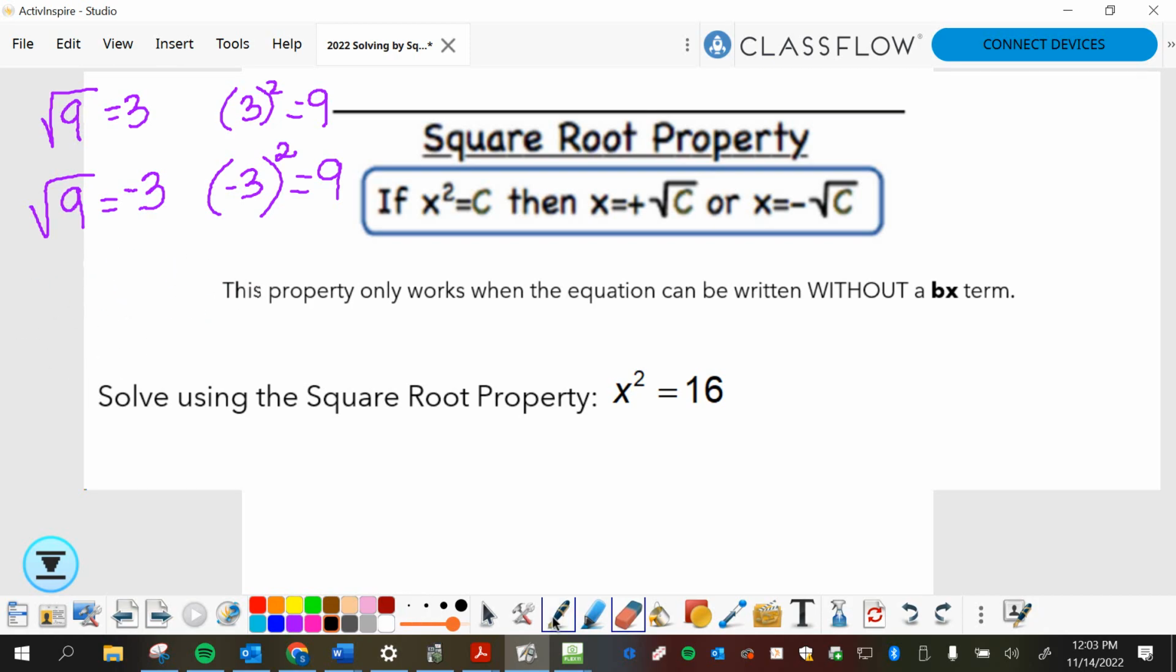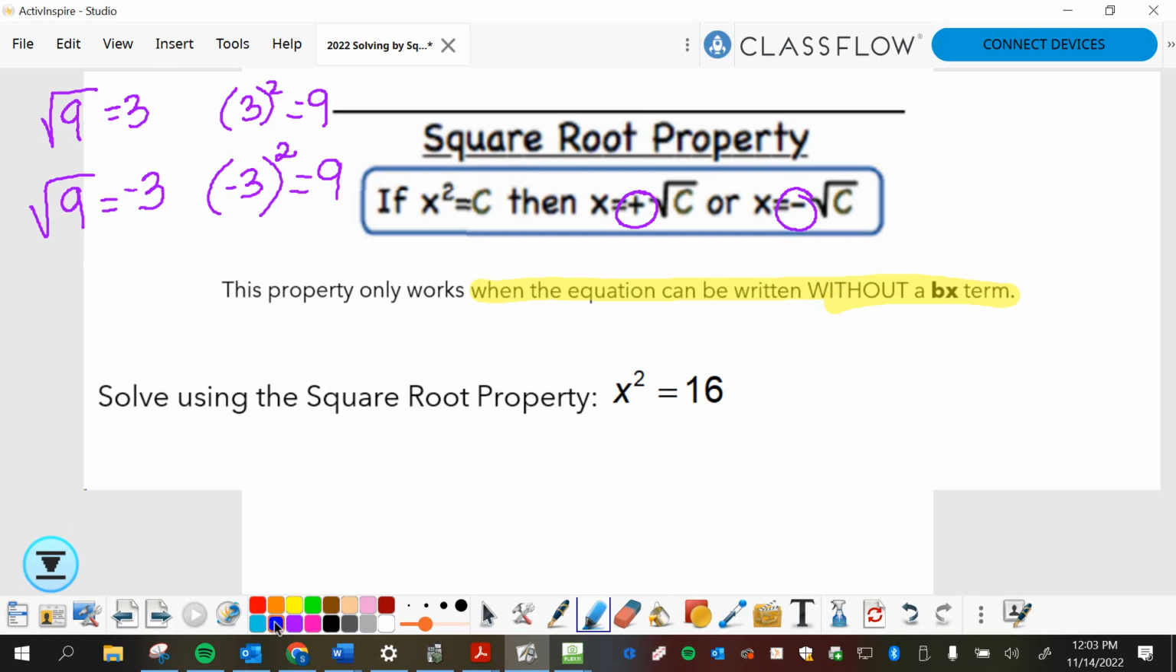Okay, so that's basically what the square root property says. It says that if you have an equation where x squared equals a number, then you have to understand that there's really 2 answers to that. There's a positive square root and a negative square root. Okay? So this method, or this property, only works when the equation can be written without a bx term. Okay, that's how you know you're going to use this method, when you don't have a bx term.